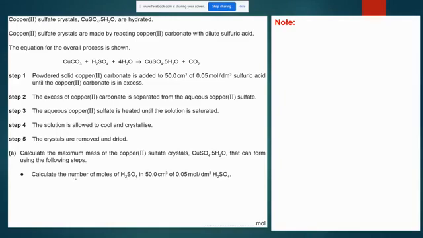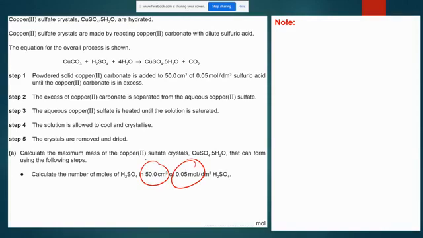The first step is calculate the number of moles of sulfuric acid in 50 cubic centimeters of 0.05 mole per cubic decimeter of sulfuric acid. In this case, concentration and volume of solution are given. And now we have to find the number of moles.